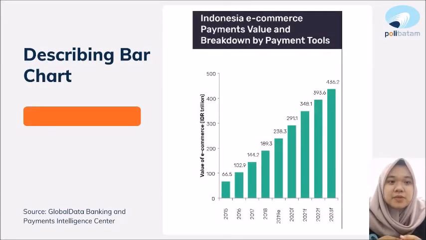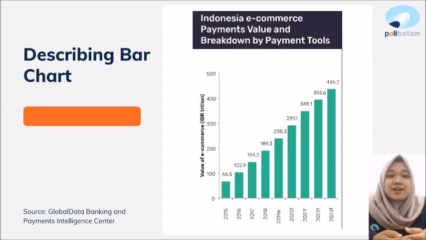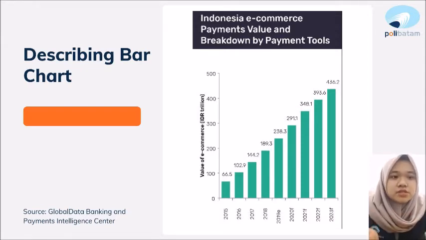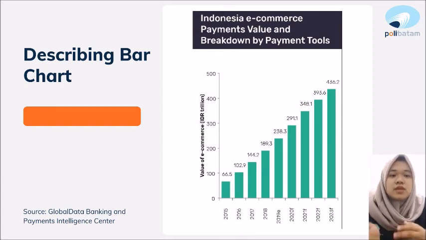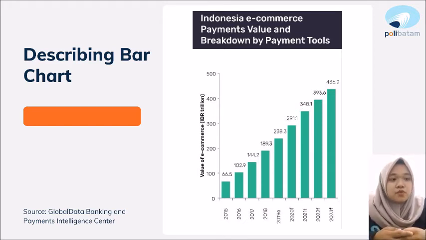So now I'm going to explain how to describe a bar chart. As you can see on slide 5, the bar chart provides information about the amount of Indonesian e-commerce payment between 2015 and 2023. Overall, the amount of Indonesian payment showed an upward trend throughout. Indonesia's e-commerce payment value in 2015 was IDR 66.5 trillion, then it rose to IDR 102.9 trillion in 2016. It means the e-commerce payment value between 2015 and 2016 increased by about IDR 36.4 trillion.